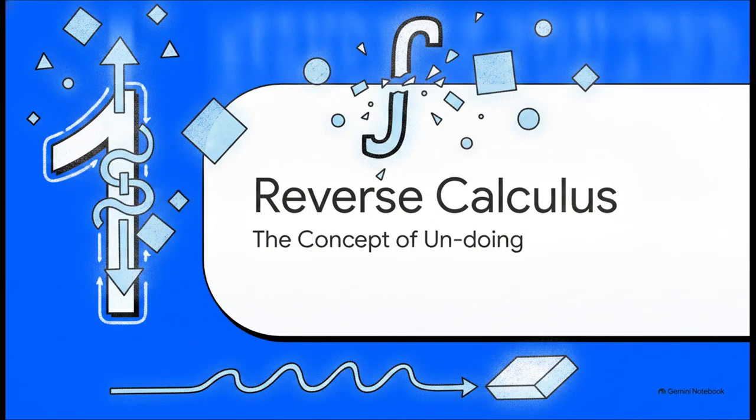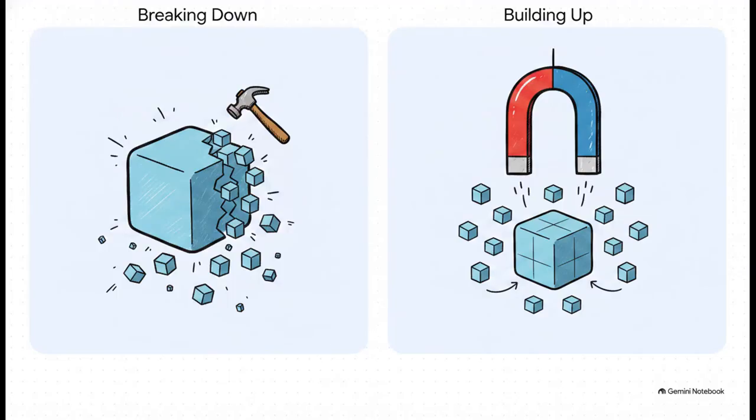Section 1. Reverse Engineering Calculus. The concept of undoing. To solve problems like that business scenario we just talked about, we really need to master the mathematical art of undoing. Okay, let's dive into this comparison. You see, we already know how to break functions down to find their rate of change using differentiation. You take a function, you differentiate it, and boom, you get a derivative that tells you the slope.